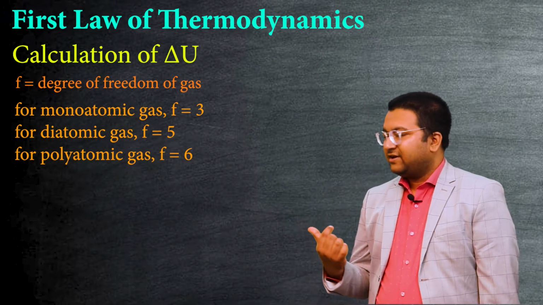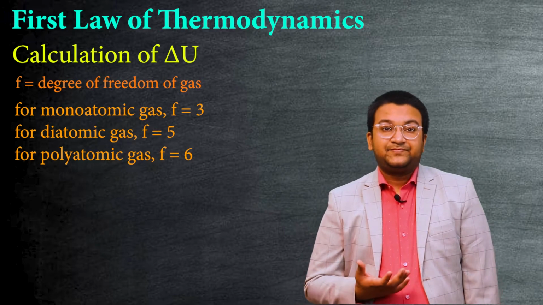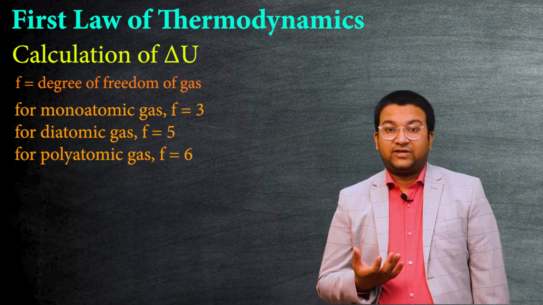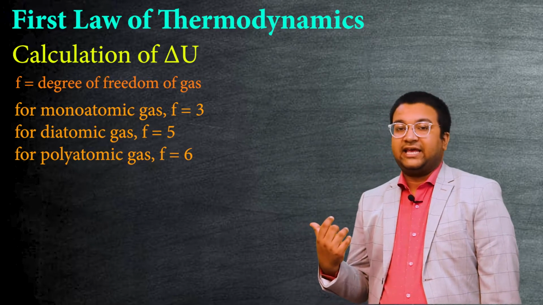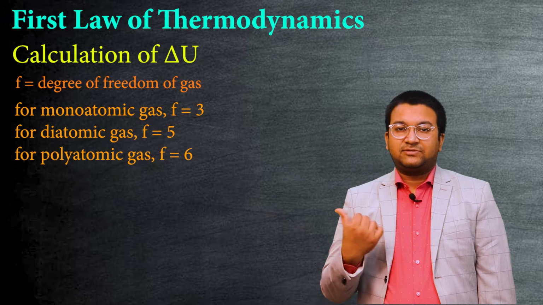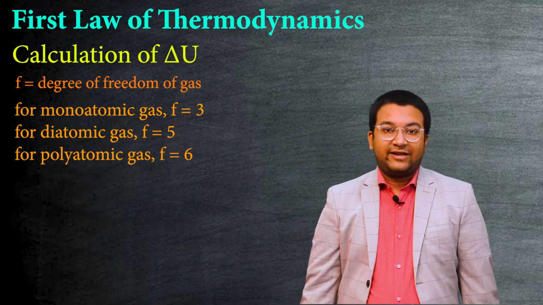And lastly we have f equal to 6 for any non-linear and multi-atomic gases. For example, we have CH4, we have NH3. For those gases we have to take the f value equal to 6. So substituting this value for any ideal gas, we can easily calculate the value of delta U.